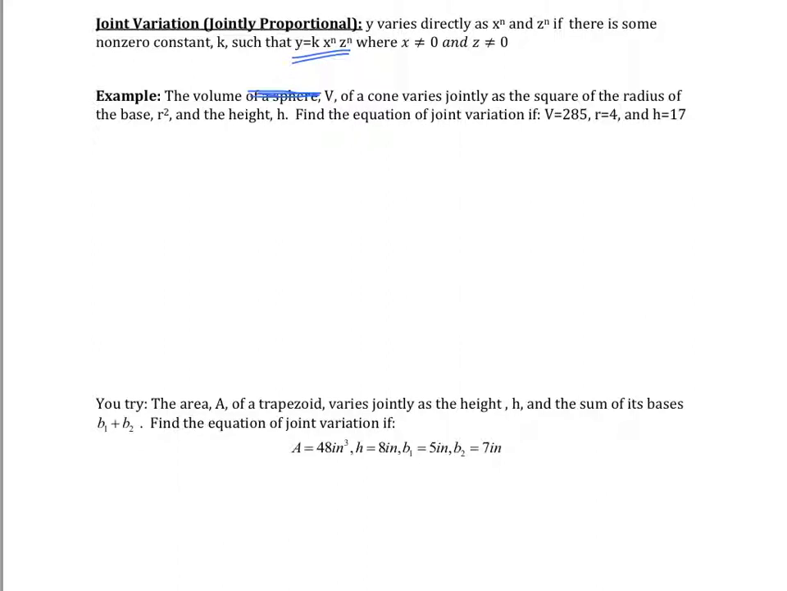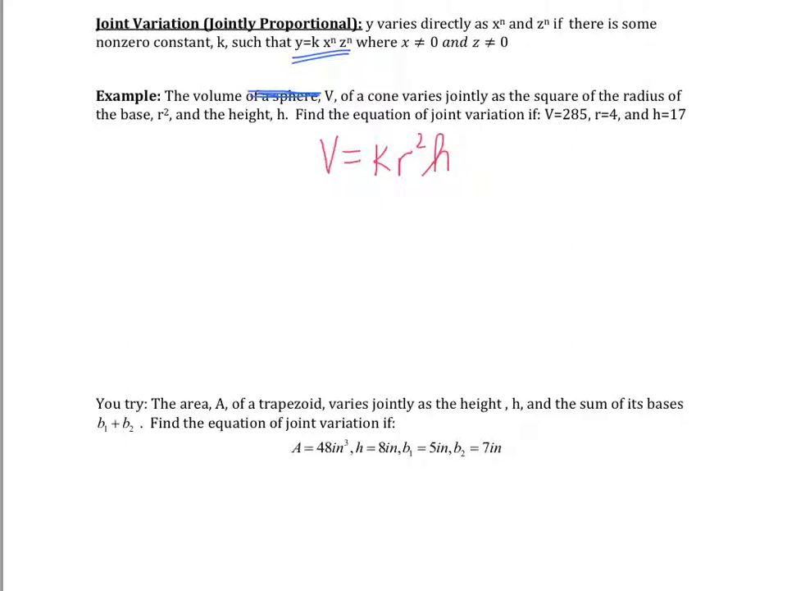So here's what we want to do. The first thing we want to do is write an equation of joint variation. We said V depends on the other two variables. k is our constant. Our x to the n is r squared. That's the first thing we depend on. The other thing we depend on is the height. So our equation for a cone is volume equals k r squared times h.